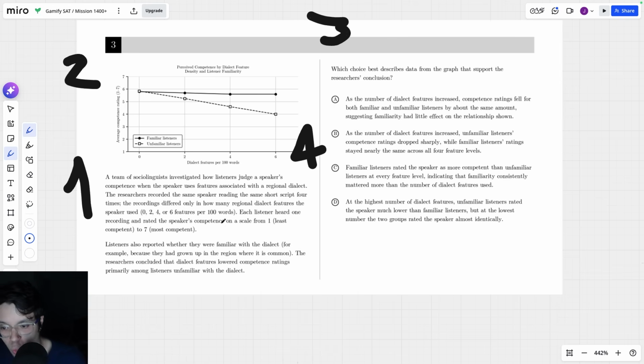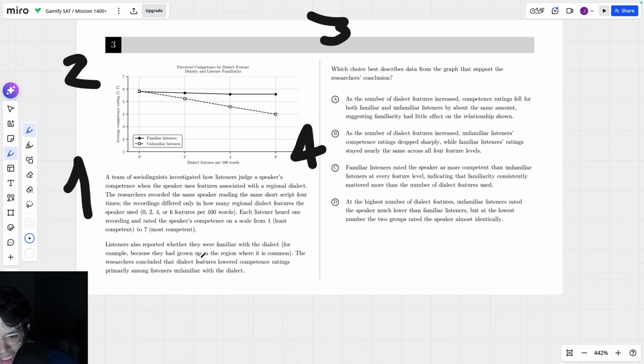Each listener heard one recording and rated the speaker's competence on a scale from 1 to 7. So least competent to most competent. The listener said how competent they thought the speaker was after hearing what they said. Listeners also reported whether they were familiar with the dialect, for example, because they had grown up in the region where it's common. So one person might be from the actual area where the dialect is spoken, and that may affect how competent they think the person is.